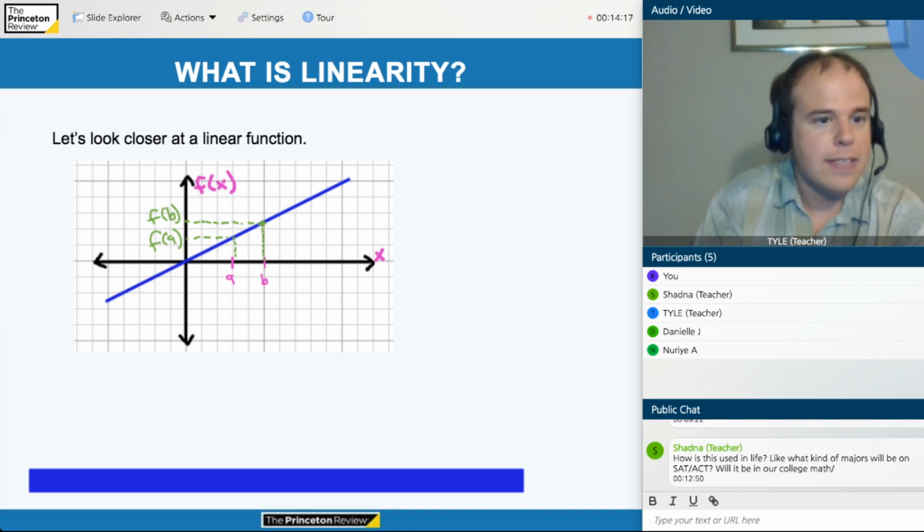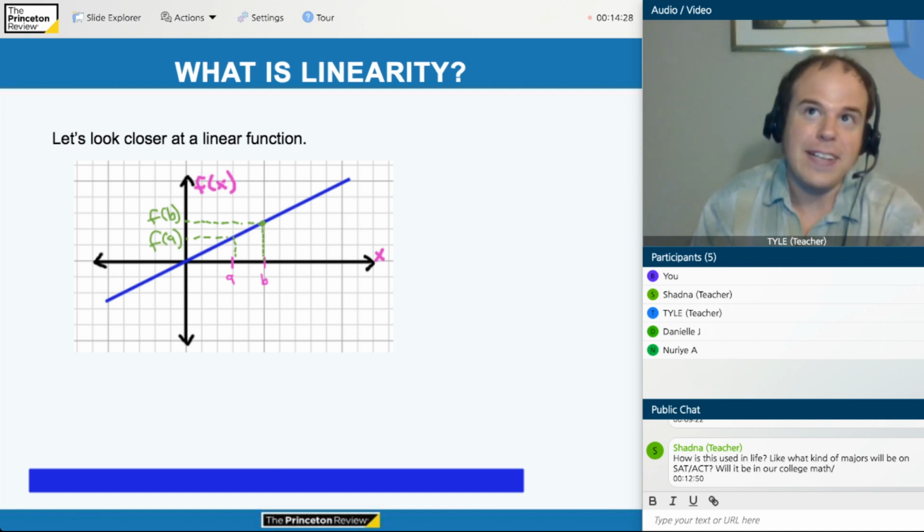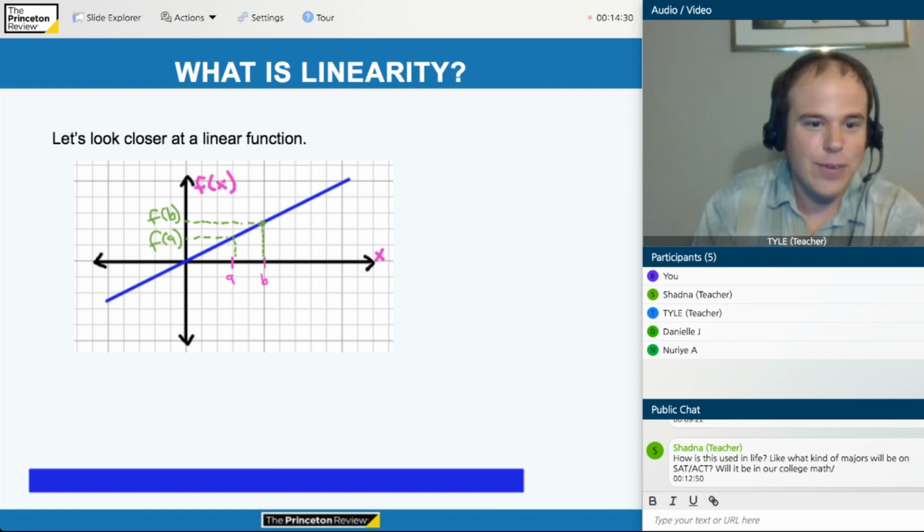So a was 3 tick marks away from the origin, 1, 2, 3. And it looks like b is 5 tick marks away from the origin. So a plus b would be 3 plus 5, which is 8 tick marks away from the origin. Okay, so that means our value a plus b is out here. So let's think about a plus b.